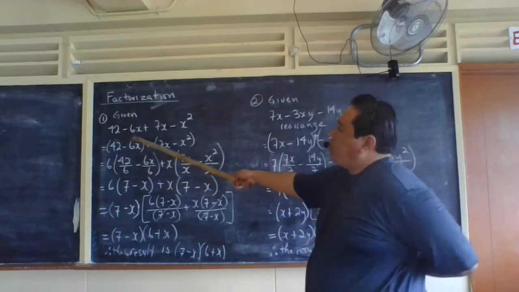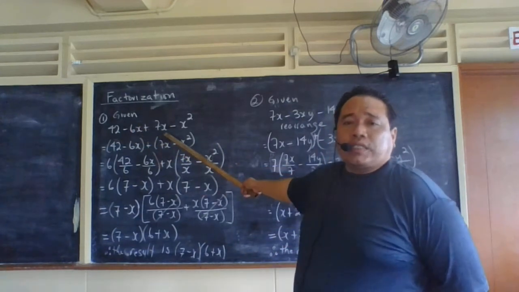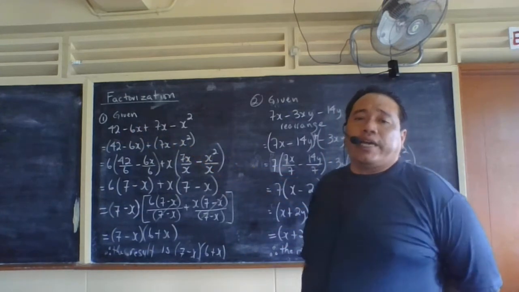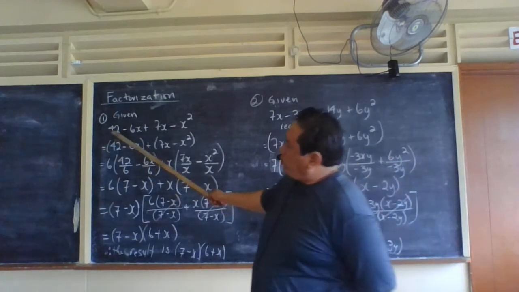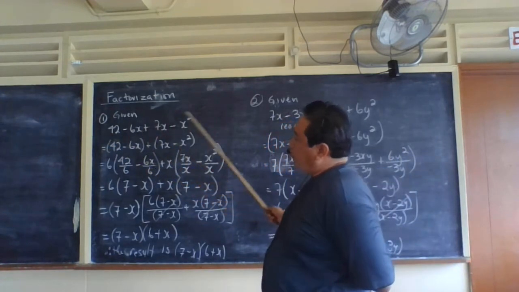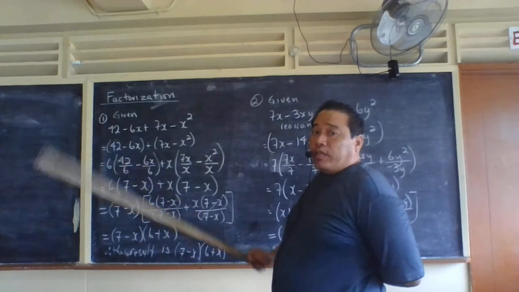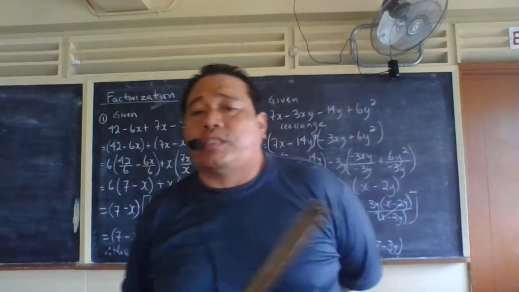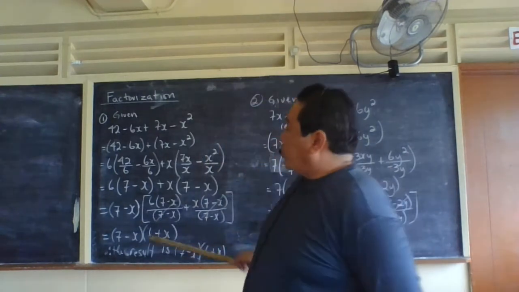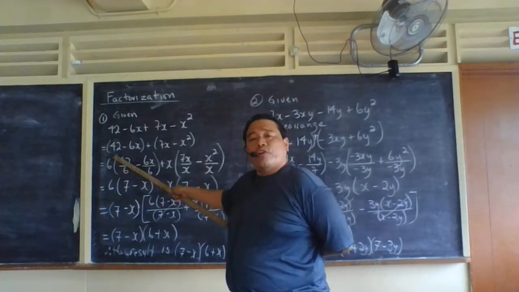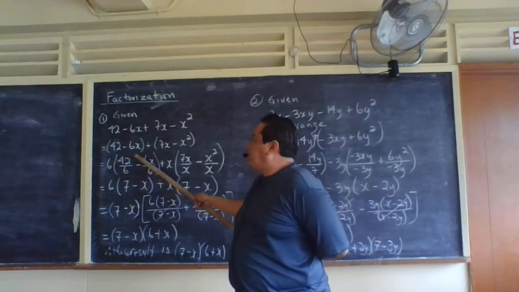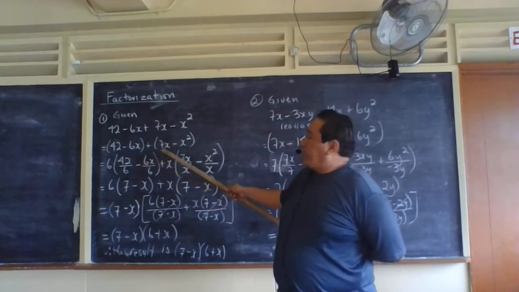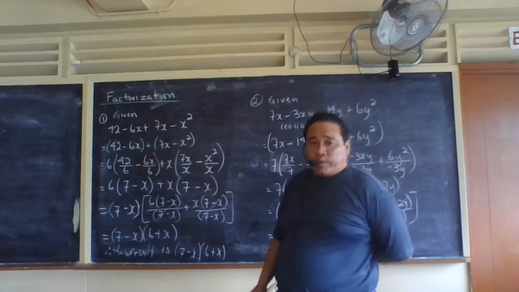It says 42 minus 6x plus 7x minus x squared. So we group the first two terms and we'll group the second two terms. When grouping, the symbol between the brackets should always be a plus sign. Right? So we say equals open bracket 42 minus 6x, plus open bracket 7x minus x squared.